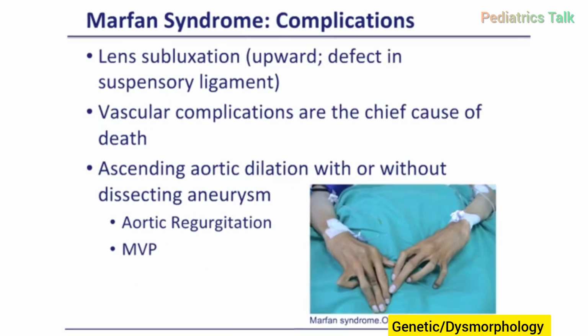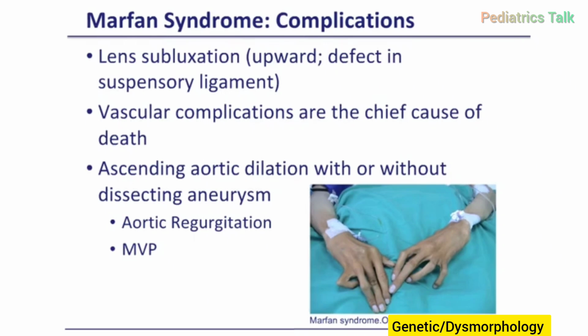You can see in the picture one of the more severe types of Marfan syndrome, the severe arachnodactyly. This patient would probably be expected to have severe joint problems, skeletal problems, and perhaps be moderately to severely disabled as well. Other problems which we see in Marfan syndrome is a defect in the suspensory ligament causing upward lens subluxation.